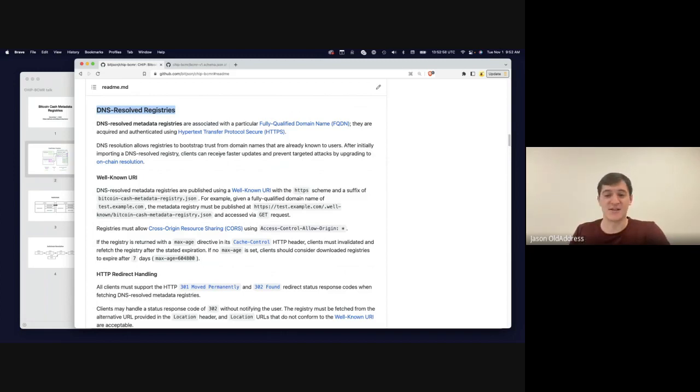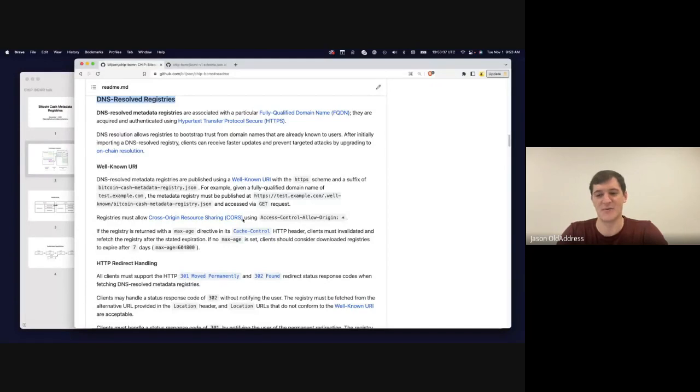And that actually lets us bootstrap the system with trusted domain names. There are domain names run by companies in the space that are already trusted by users, and ideally they can publish their registries and make them resolvable by DNS, so that when you're first getting started, if you want to add a registry that, for example, I'm publishing, then your wallet can show a little check mark and the name of the fully qualified domain name that it got that registry from initially. And from there, we can upgrade to the on-chain resolution strategy.